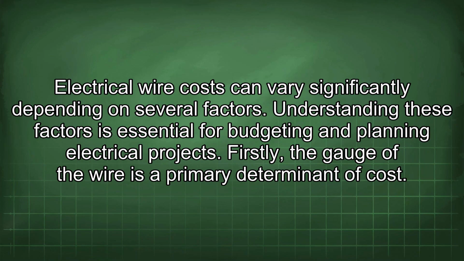Electrical wire costs can vary significantly depending on several factors. Understanding these factors is essential for budgeting and planning electrical projects. Firstly, the gauge of the wire is a primary determinant of cost.